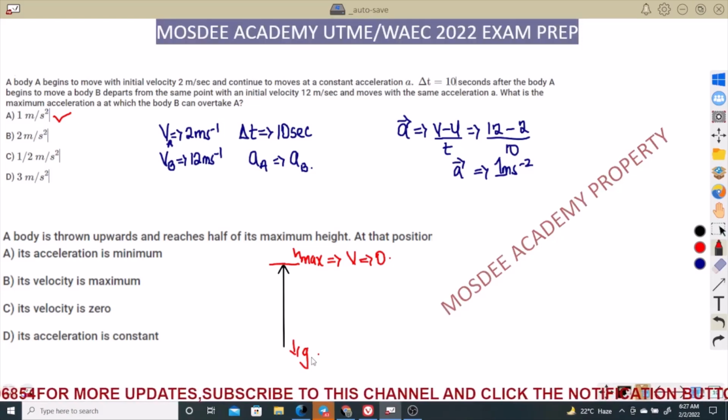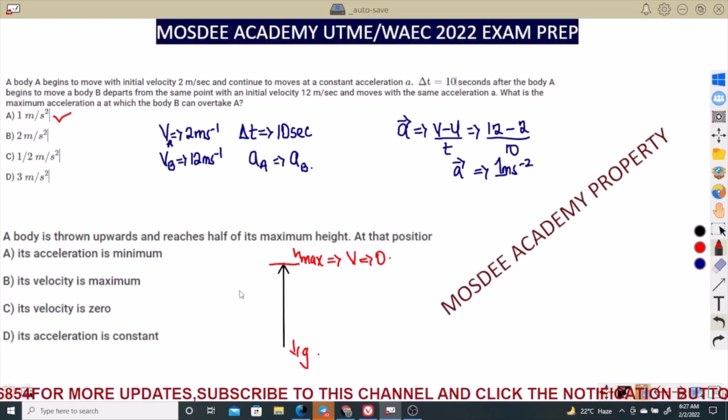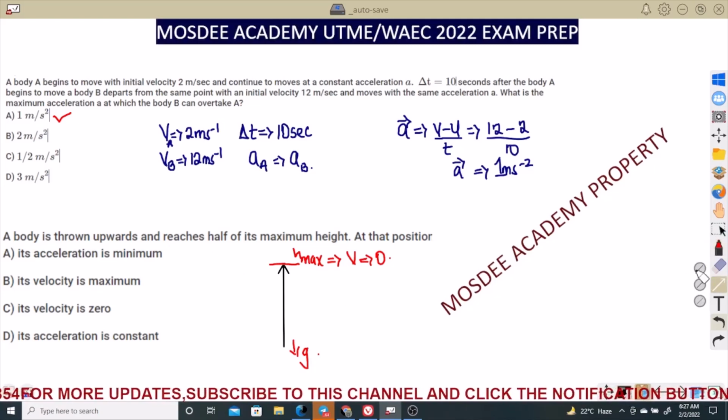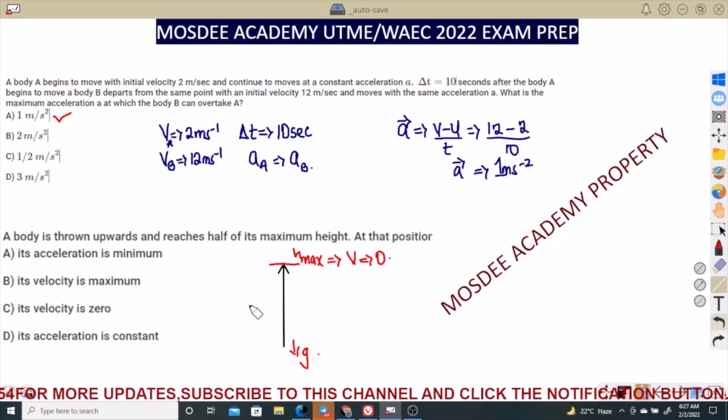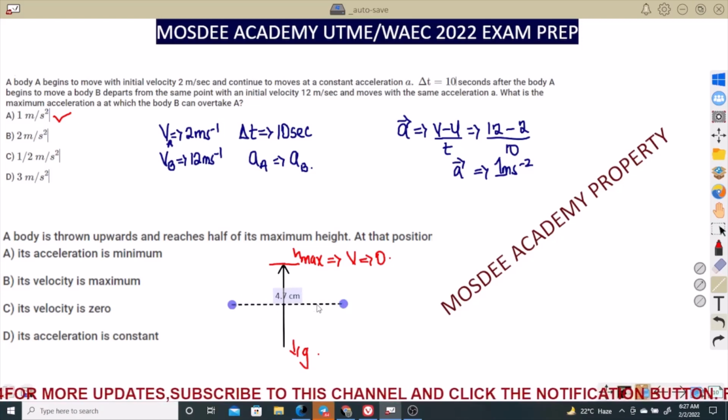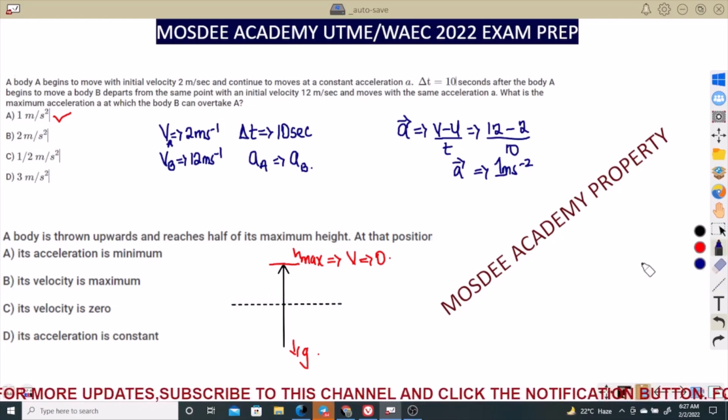Time is not on my side. Now, look at the condition. The body was thrown up and reaches only half. You can see the technicality is that the body did not reach the maximum height. So the final velocity is not 0. So it's a non-zero velocity. I hope you are getting this.